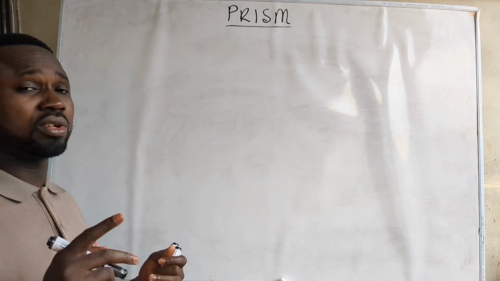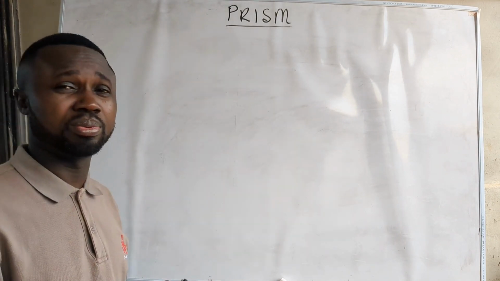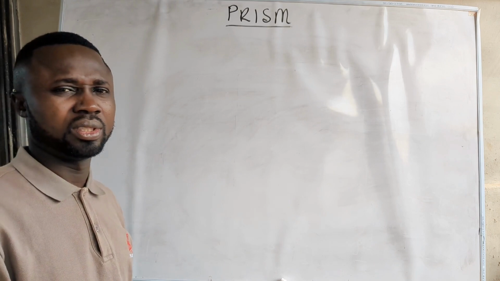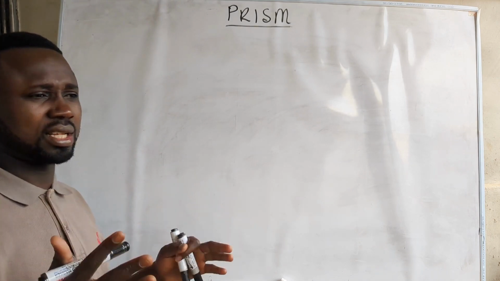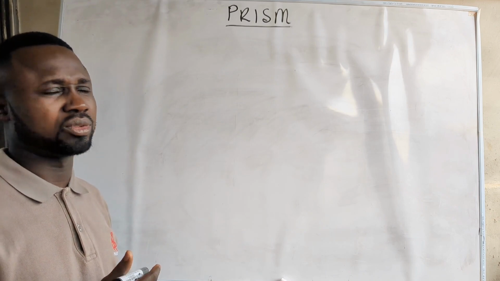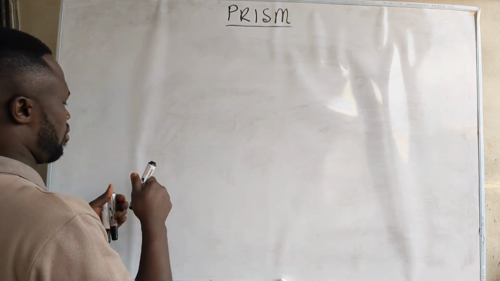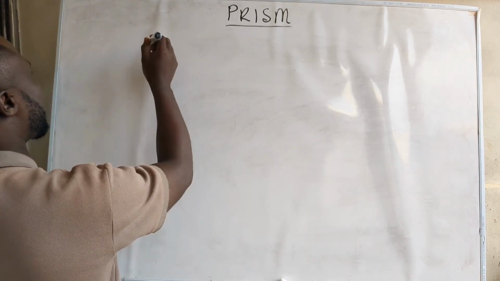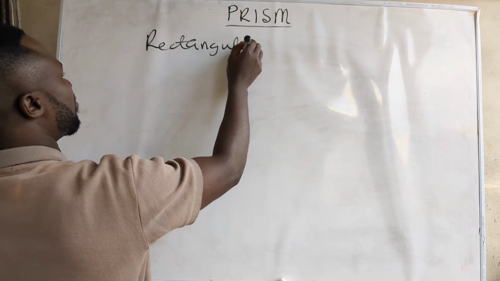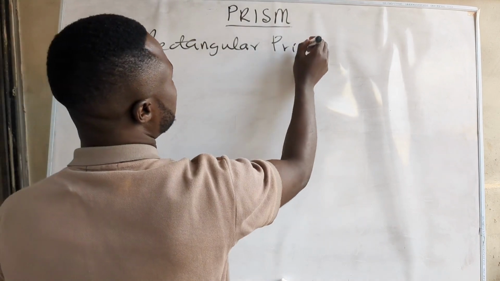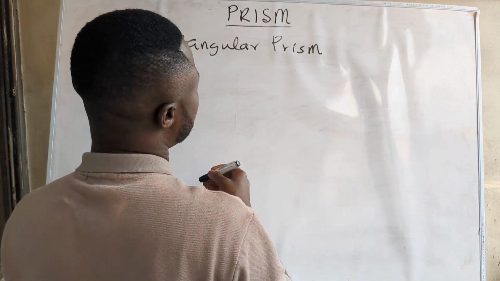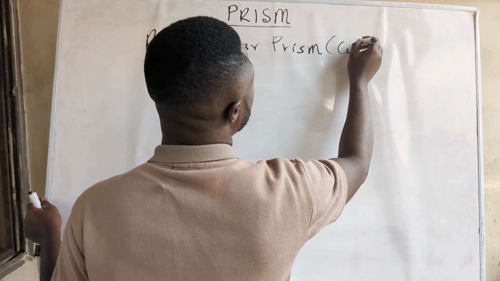Now we are going to look at triangular prism, square prism, and rectangular prism. We have already looked at cylinder, which is a circular prism. So that is what we are going to look at. We are going to look at the rectangular prism, which is also known as the cuboid.